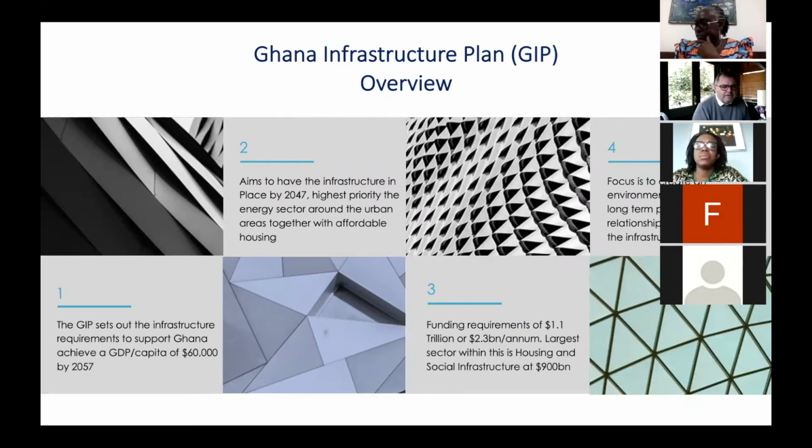And the highest priority within these various sectors is energy, as energy is seen as the base of any industrialization of a nation, alongside affordable housing. And as you can see from that slide, affordable housing, or housing and social infrastructure, is budgeted $900 billion out of the $1.1 trillion. So there's an inordinate amount of focus on the housing side, and I think one has to question whether that is the right bias in terms of this plan, but we'll see in due course.